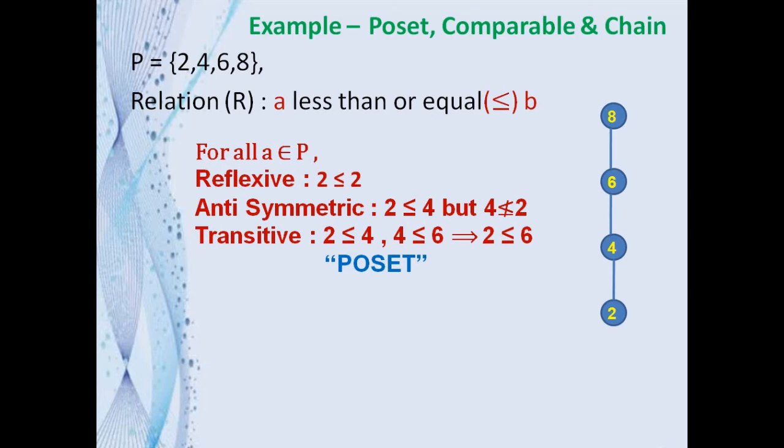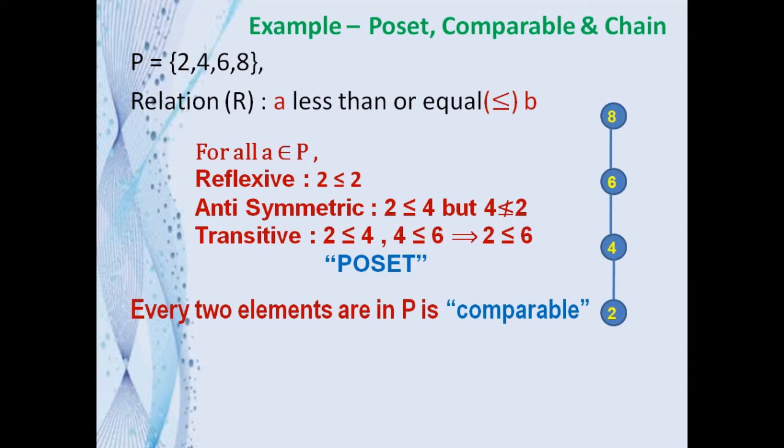We see that every two elements can be compared. So, if I take 2 and 6, we can compare. That is, 2 is obviously less than 6. And if I take 4 and 8, 4 is less than 8. So, in a partial order relation, if every two elements can be compared, then that order is known as total order or linear order, and the set with that order relation is known as a chain.